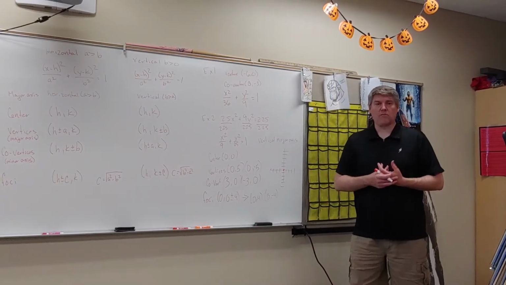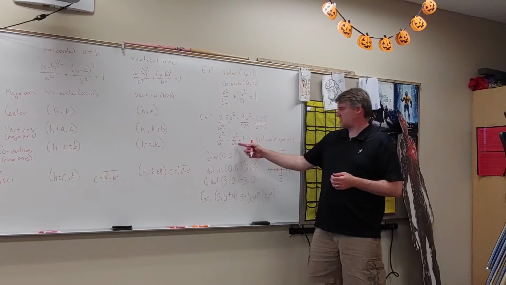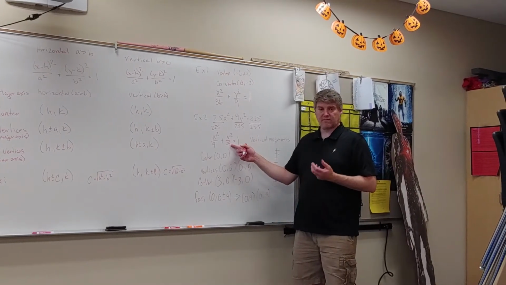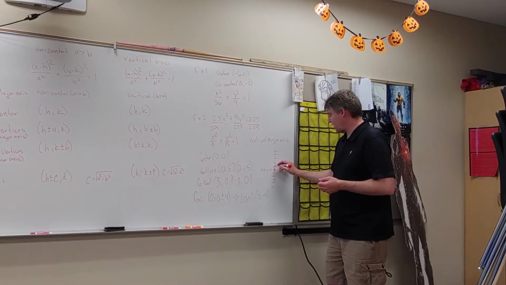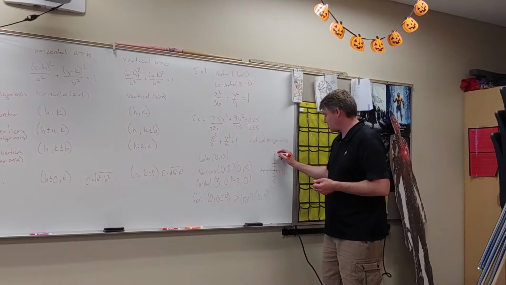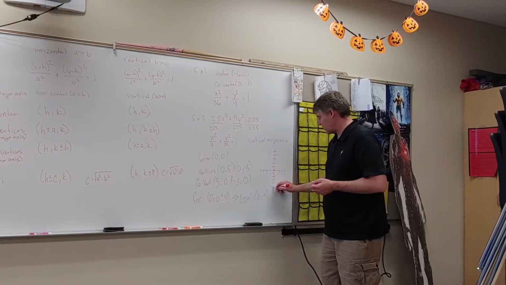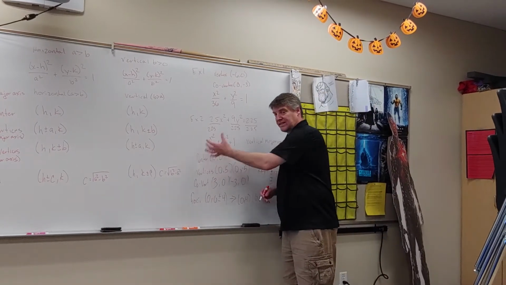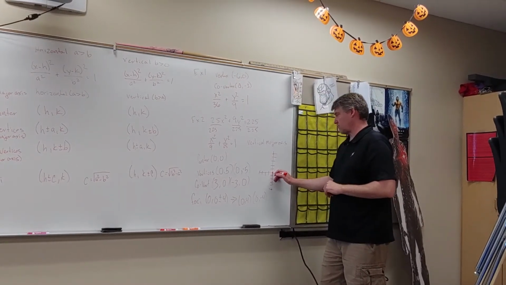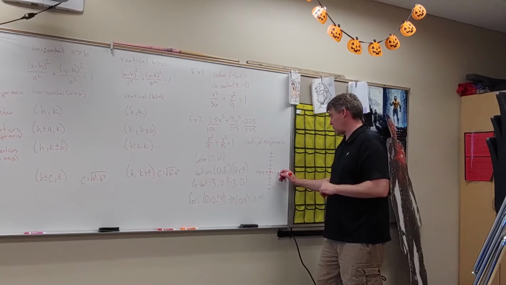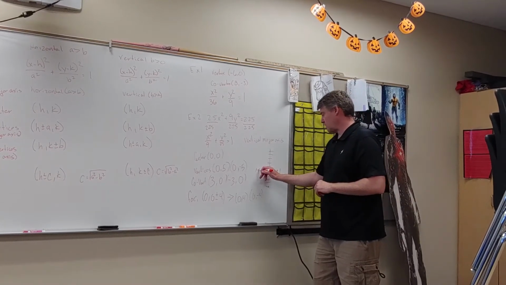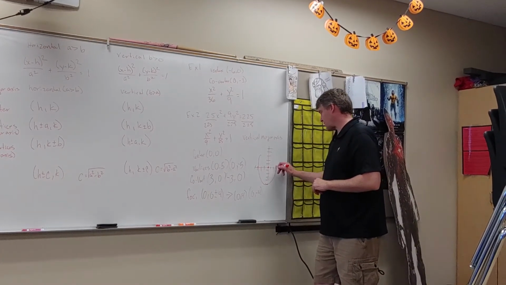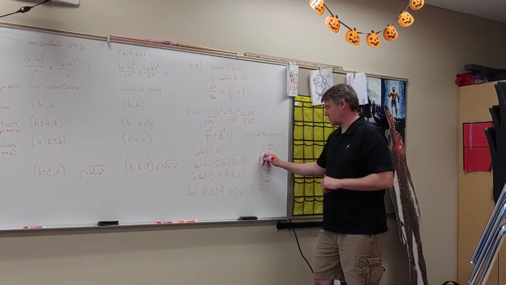Now, I already know my major axis, so I'm going to take the square root of 25. That gives me 5. I'm going to go up 5, 1, 2, 3, 4, 5, down 5, 1, 2, 3, 4, 5. That's my major axis. I'm going to square root the 9. That's going to give me my minor axis. So I'm going to square root 9. I get 3, 1, 2, 3, 1, 2, 3. Connect those. There's my ellipse.